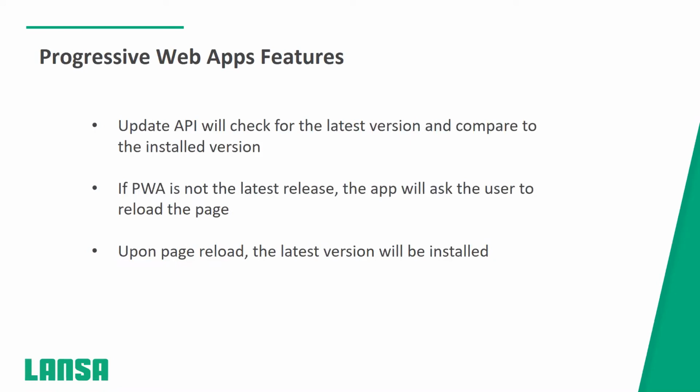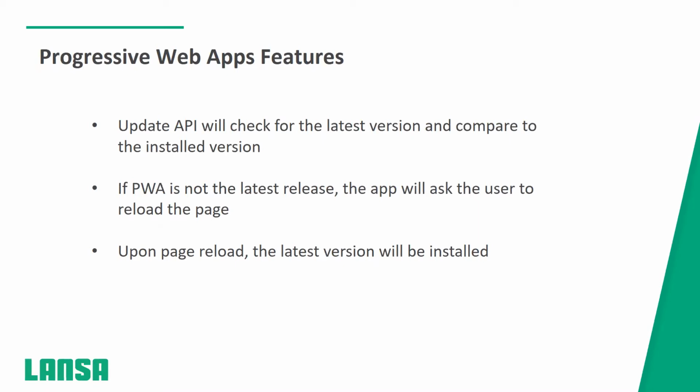So another key feature is updating. Updating a progressive web app is super simple. There's an update API that'll check for the latest version and compare it to the installed version. So if the PWA is not on the latest release, the app will simply ask the user to reload the page, and when that page reloads, the latest version will be installed.